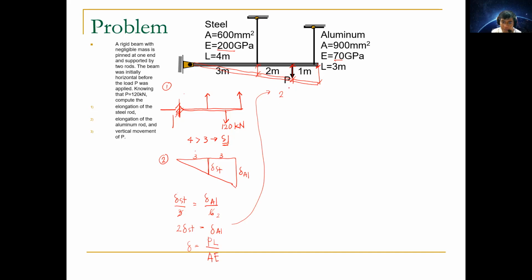So this one is twice. So PL over AE of steel is equal to the PL over AE of the aluminum. So if we try to expand it further, this would be 2, bracket. I'm going to put bracket because I'm going to put parentheses inside the other formulas. So for force of the steel, that would be P sub ST. For the length, we know that the length is 4 meters.